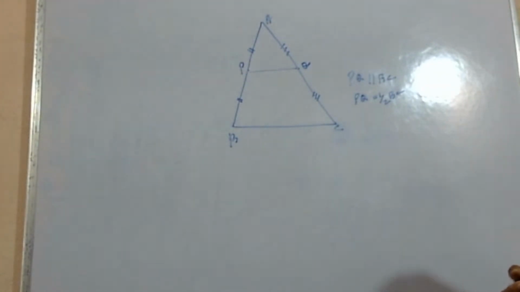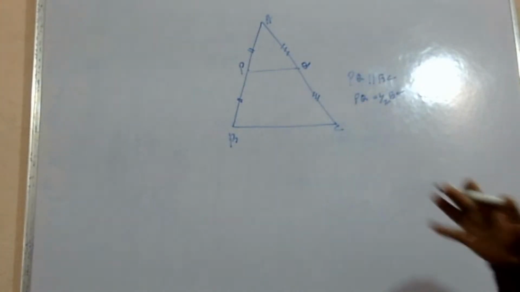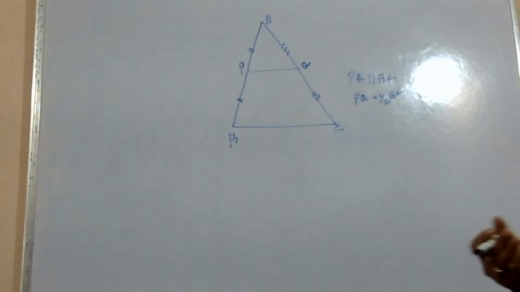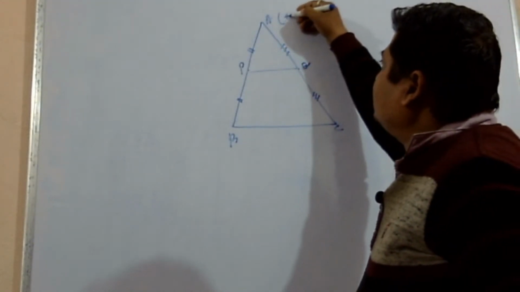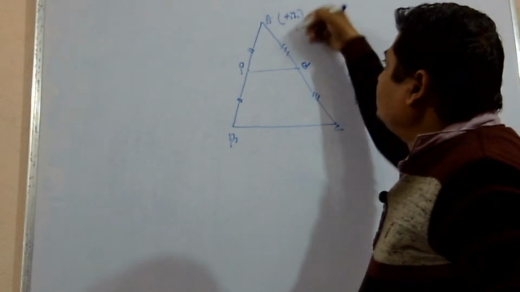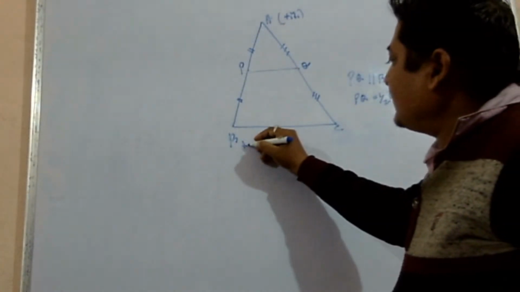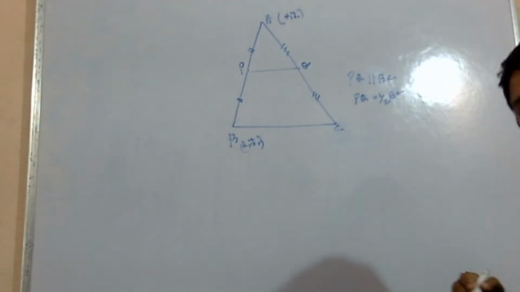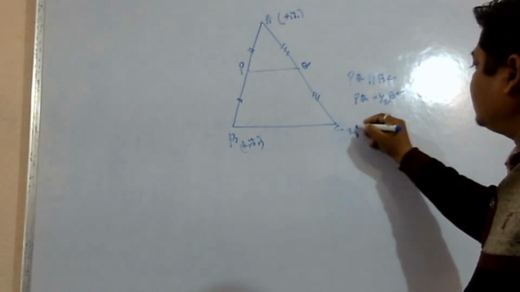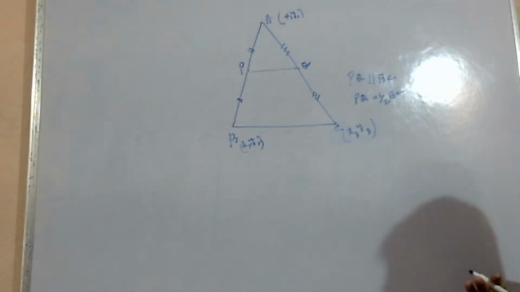Now, in this question, nothing is given about the vertices' coordinates. We have to take the coordinates. I am taking point A as x1, y1, point B as x2, y2, and point C as x3, y3. Clear? Any doubts?